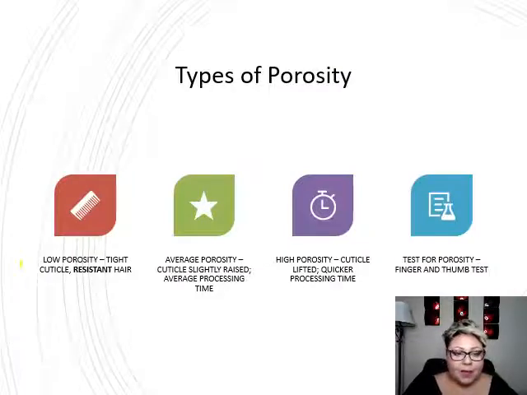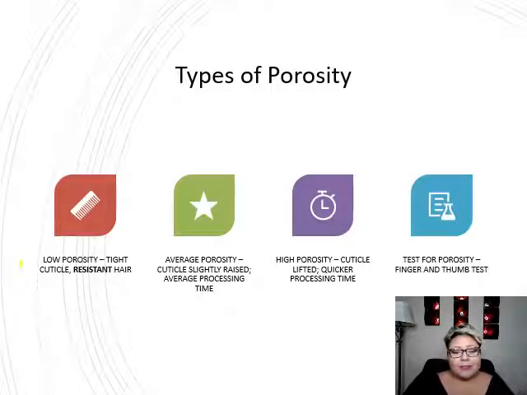So the different types of porosity are low porosity, which is resistant hair. This type of hair will take a little bit longer or a stronger formulation in order to penetrate into the cortex. Your average porosity has a slightly raised cuticle. It's not completely open, it's just slightly raised. So the processing time will be average, whatever the manufacturer's directions tell you. High porosity or overly porous hair has a completely raised cuticle. The process will be super quick, and again, it might reject warmth or attract drab colors.